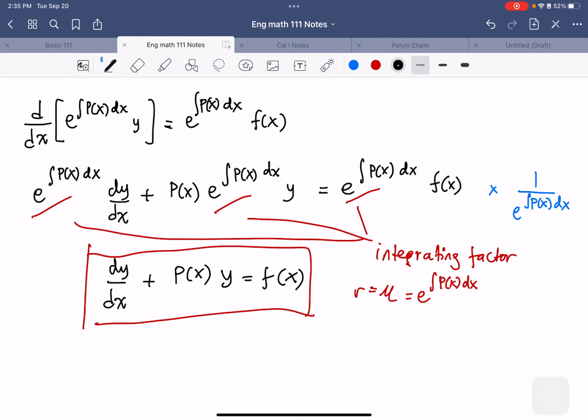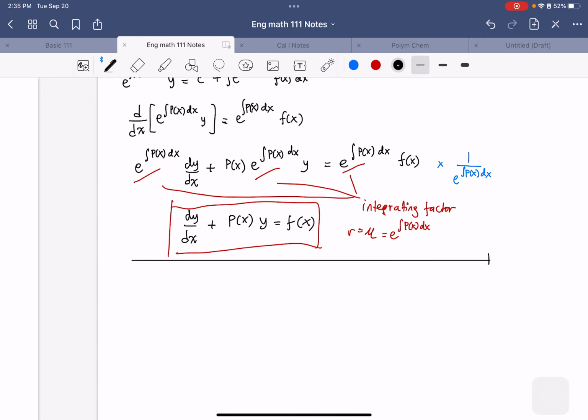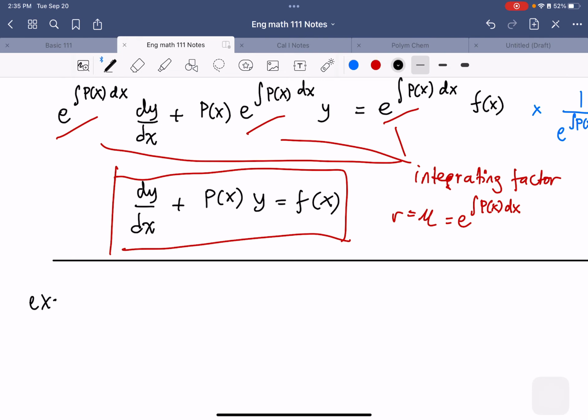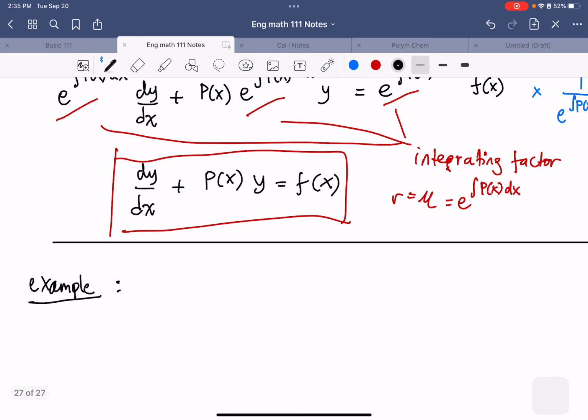Okay, example. I will give you one example and then give some notes and then maybe another example. So solve y prime plus 4y equals e to the power negative x. And then the initial condition is y of 0 equals 4 over 3.